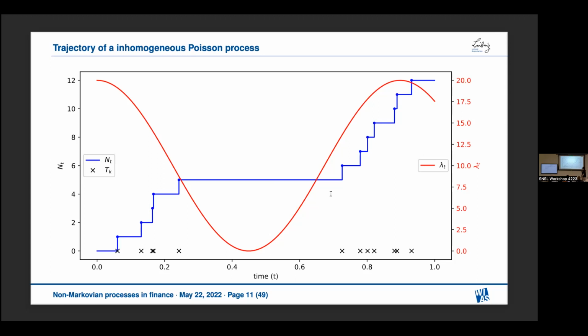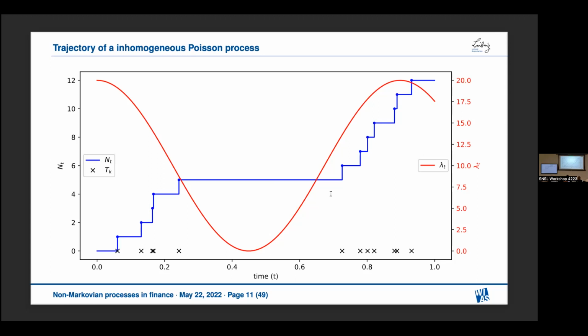Okay, so here you see the time inhomogeneous case in red. With an axis on the right-hand side, you see the intensity, and you see the intensity is very small here, and it's large in the beginning and in the end. And of course, this is reflected by the jump times. I mean, all of this is random, so you could potentially see a jump time happen somewhere where the intensity is very small, but of course, the probability for this to happen is rather small.